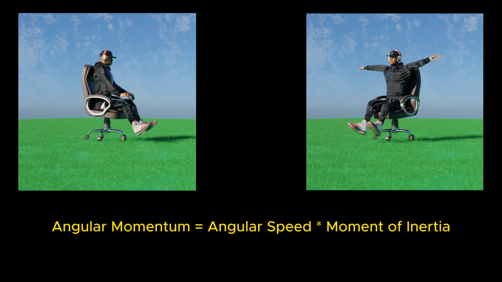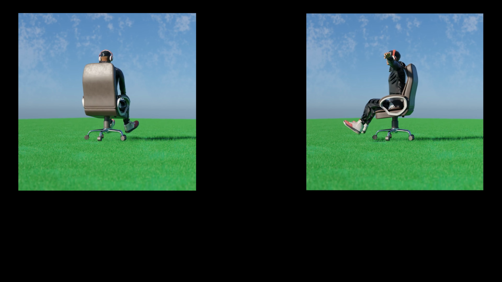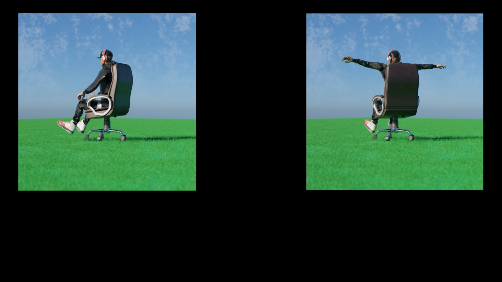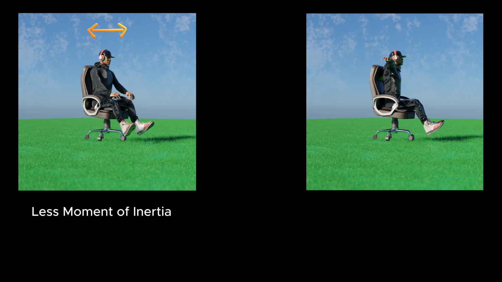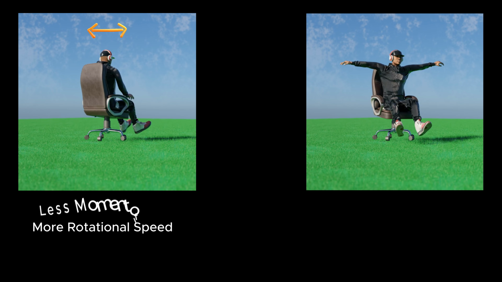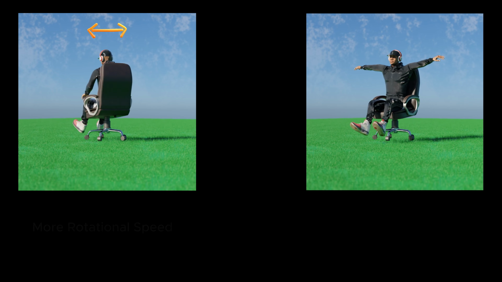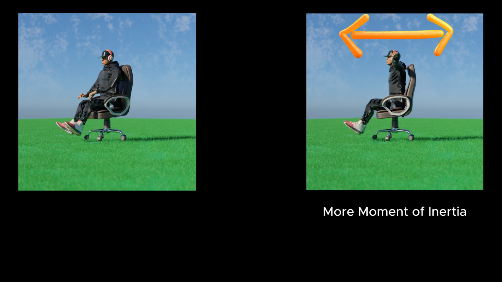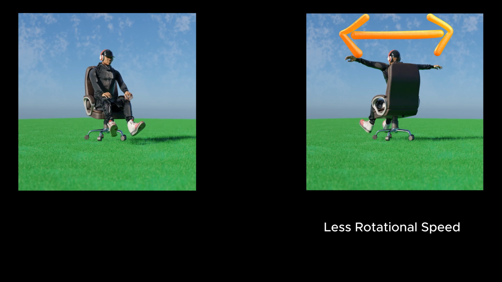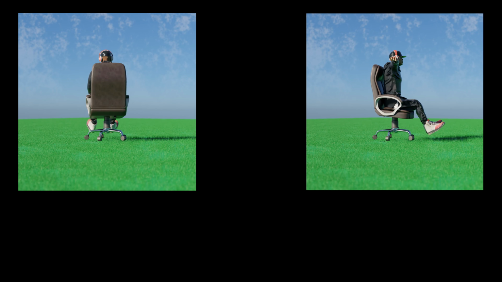Angular momentum is the product of angular speed and the moment of inertia. The moment of inertia is proportional not only to the mass of the object but also to the effective size of the object. On the left, the moment of inertia is smaller, which is why the rotational speed is higher. On the right, the moment of inertia has increased, leading to a decrease in rotational speed. In both cases, the total angular momentum of the system remains the same and constant.